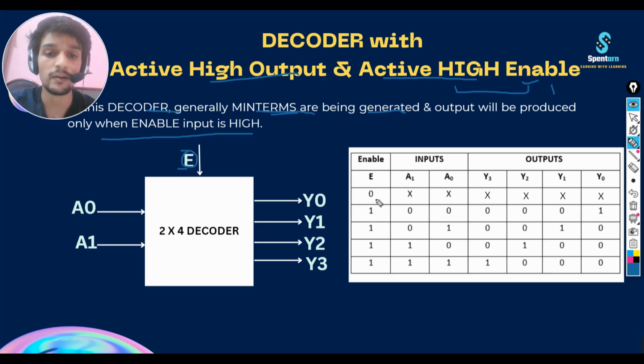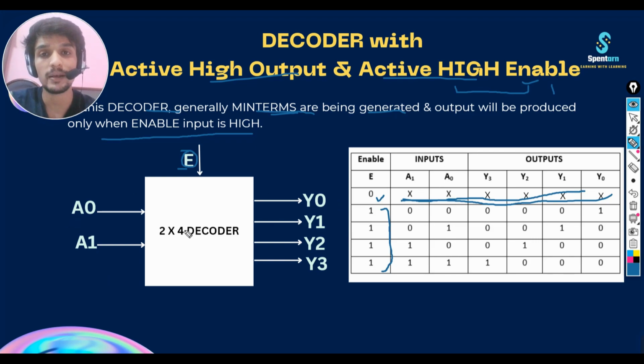You can see the truth table. When we have E as 0, we can have any data, we can assume it 0, we can assume it 1, right? It doesn't affect anything. But in case we have E as 1, it means the decoder will start functioning and will give the data according to the inputs, right? So similar things will go on here.